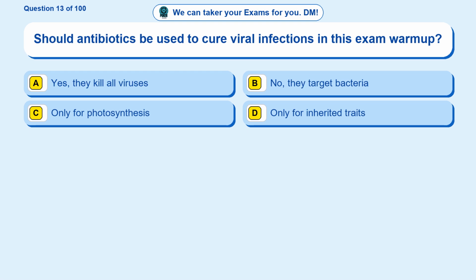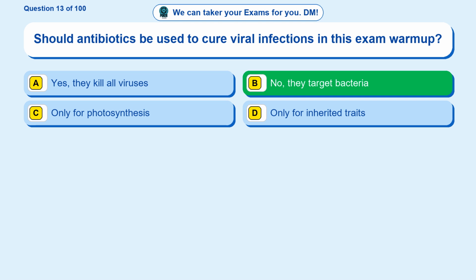Question 13. Should antibiotics be used to cure viral infections in this exam warm-up? Option A. Yes, they kill all viruses. Option B. No, they target bacteria. Option C. Only for photosynthesis. Option D. Only for inherited traits.